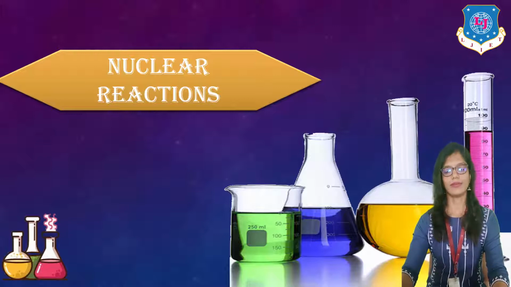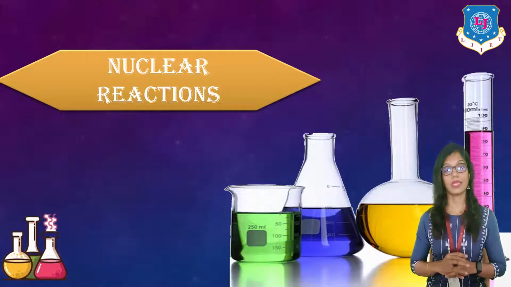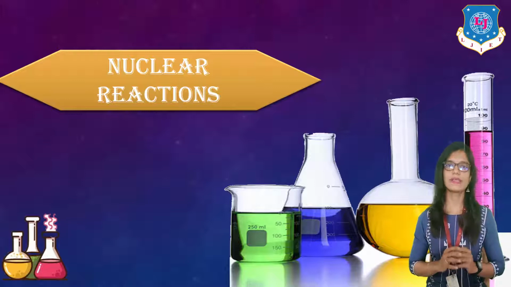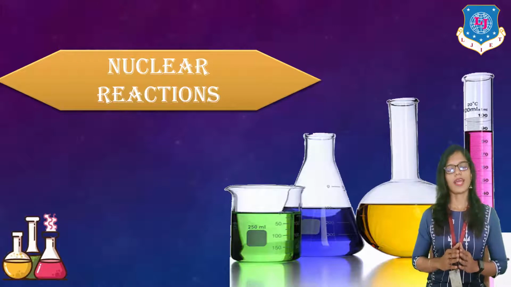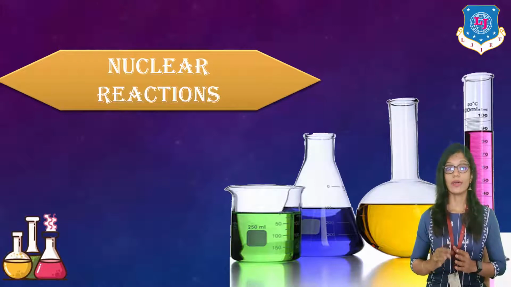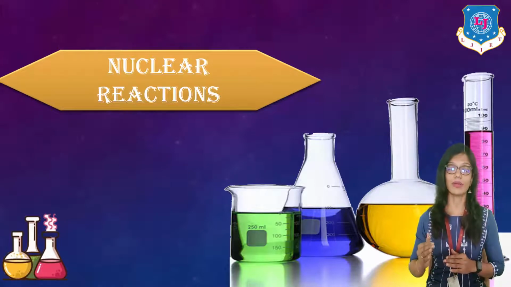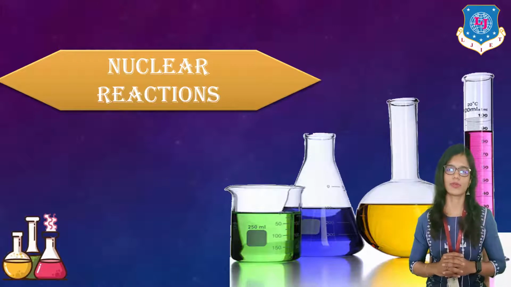So we all know that in chemistry we have different types of reactions, but two are considered the main reactions. One is known as a chemical reaction, the second is known as a nuclear reaction. A chemical reaction occurs when electrons take part in the reaction. But when the nucleus plays a role, they are known as nuclear reactions.